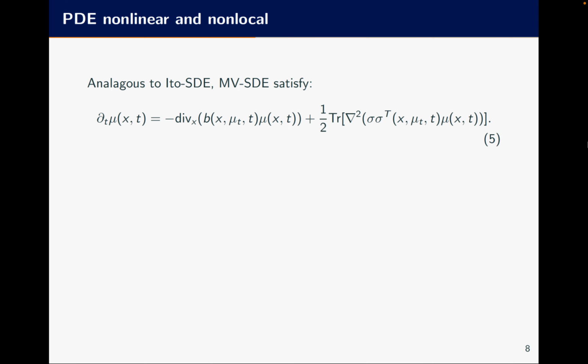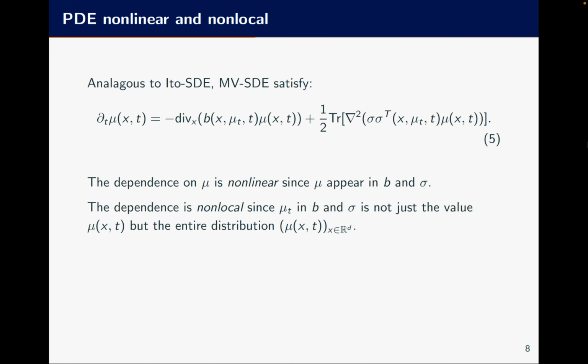Analogous to E2SDE, the measure mu in McKean-Vlasov SDE satisfies a PDE. In this case, the PDE is non-linear since mu also appears in the drift and diffusion terms. And the dependence is non-local since the drift and diffusion terms depend on mu not only at the value of xt, but the entire distribution mu of xt at all values of x.